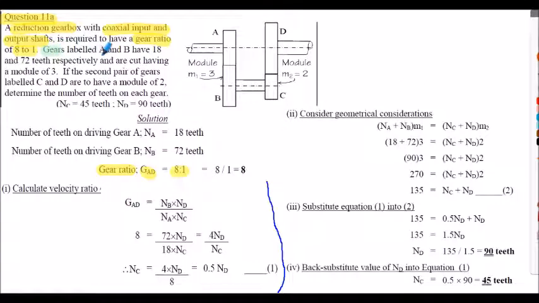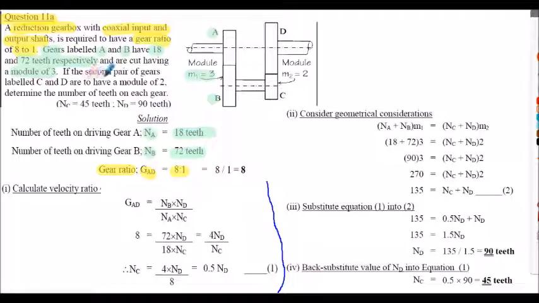Gears labelled A and B in our diagram, shown here, have 18 teeth and 72 teeth respectively. So the number of teeth on gear A is 18, and the number of teeth on gear B is 72. Both gears A and B have a module of 3. So the module M1 I've shown here is 3.